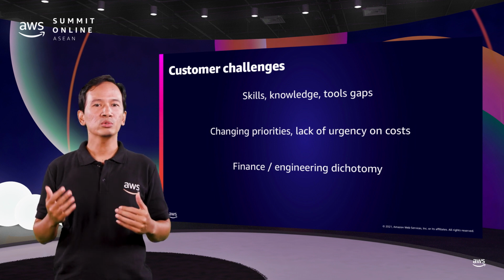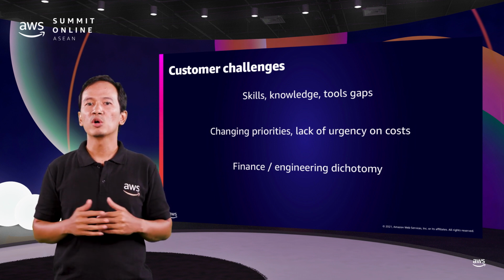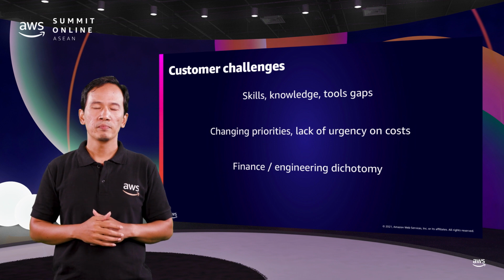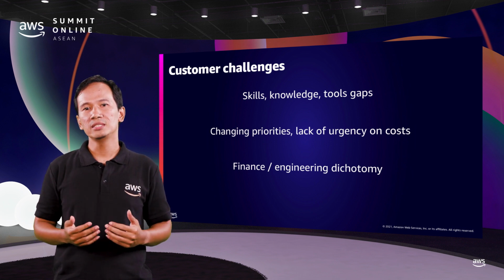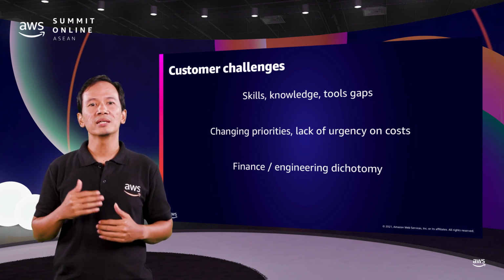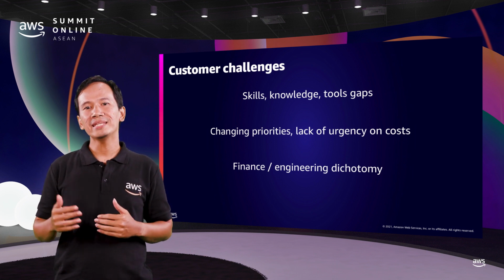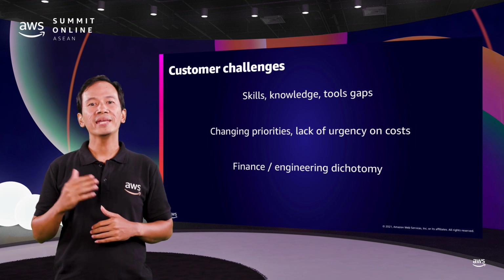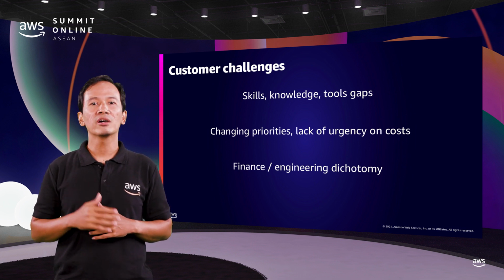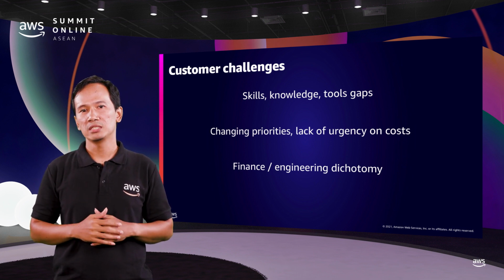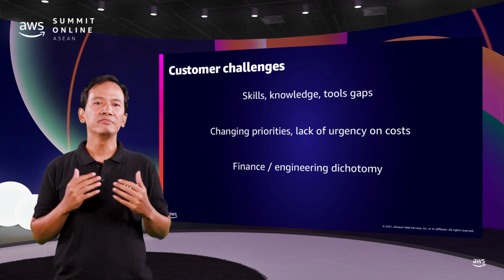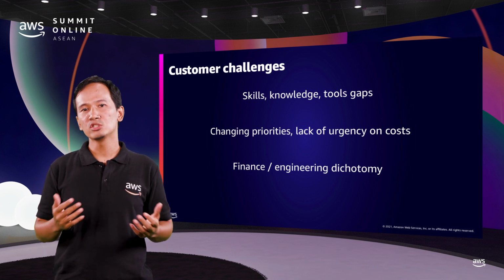You might not know how to assess, set up, refactor, or modernize your environment. You may not have the technology and the ability to do something that's useful for you. And last is what we call the finance engineering dichotomy. Finance and engineering sometimes have conflicts and it needs to be managed. They frequently have different priorities and it needs to be adjusted.